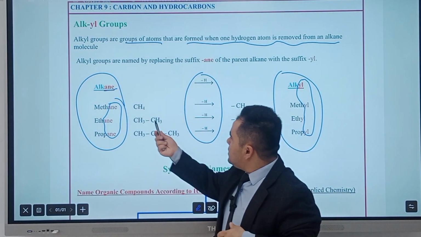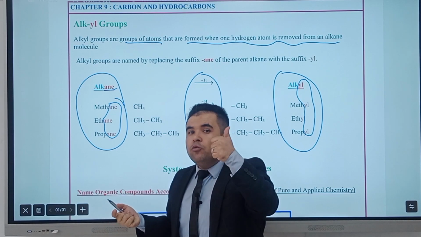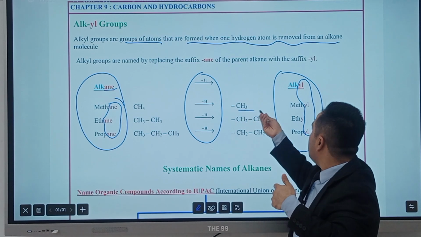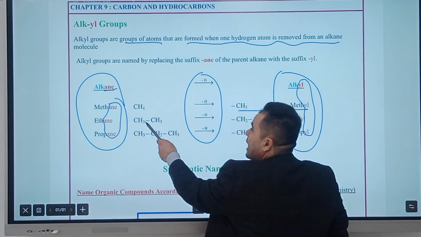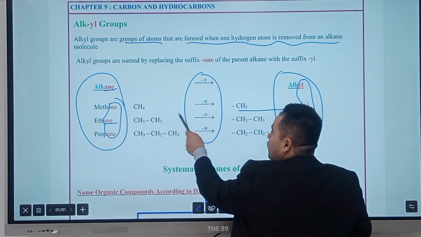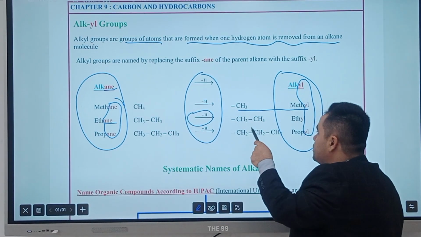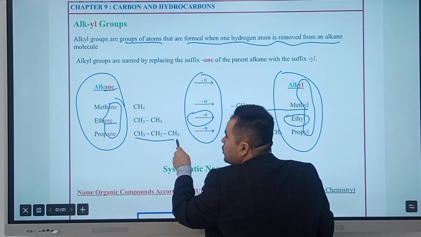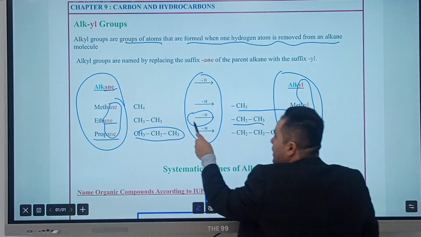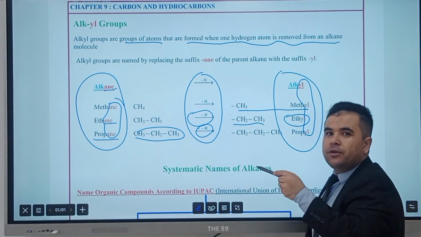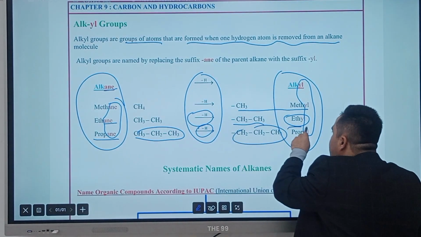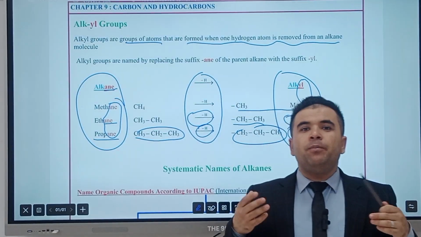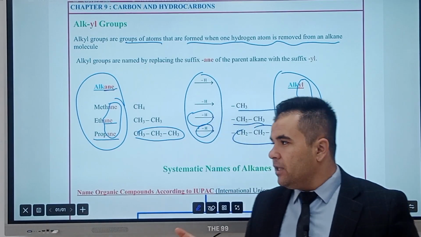For example, guys, CH4 is methane. Remove one hydrogen, it becomes CH3, methyl. C2H6 is ethane. Remove a hydrogen, it becomes C2H5, ethyl. C3H8 is propane. Remove a hydrogen, it becomes C3H7, propyl. Methyl, ethyl, propyl, butyl, pentyl, hexyl, and so on, guys, like that.